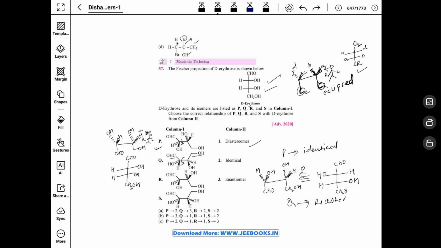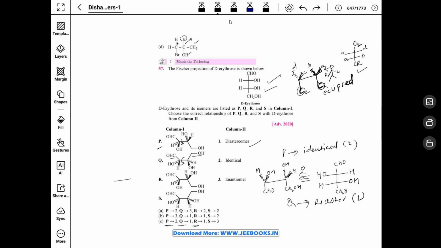So P is identical, which means matching to 2. Q is a diastereomer, which means 1. So P is 2 and Q is 1. Where is it? Here. P is 2, Q is 1. And let's see R. What is R?